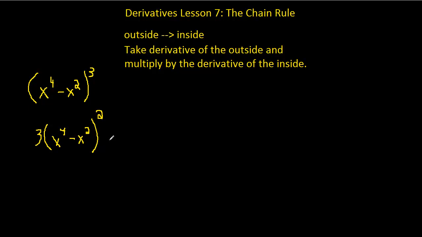So now we multiply by the derivative of the inside. This is 4x cubed minus 2x. And once again, we look in here, there's nothing unusual, nothing complex in here, nothing requiring the chain rule, so we're done. And so this is about it. That's about as much as I can explain the chain rule.